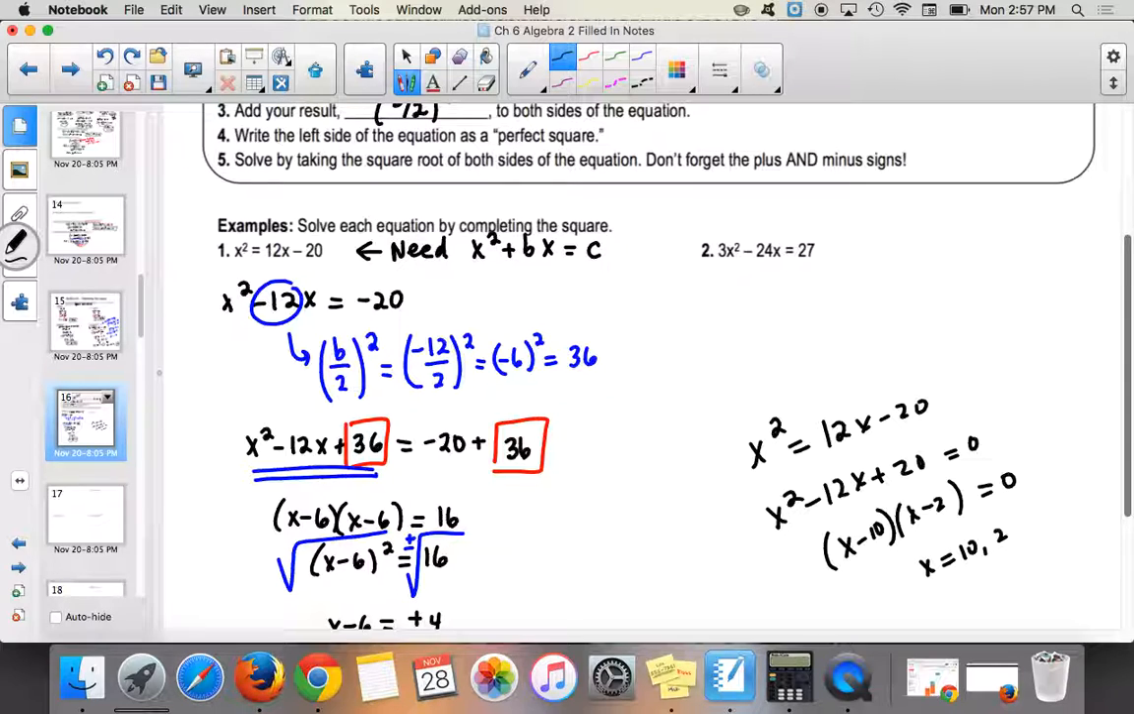Was factoring a lot faster? Yeah, it was a lot faster. So if we can factor, we usually do, right? But if you see that you can't factor, then you can do completing the square. And that's when you're going to have a square root answer or an i answer. Clay, are you with me?